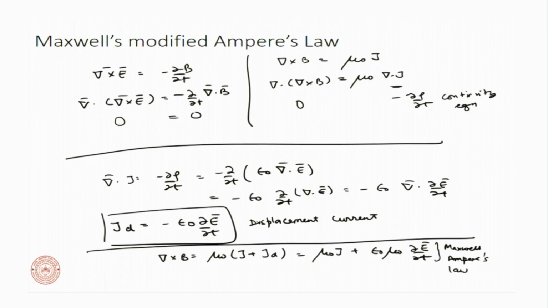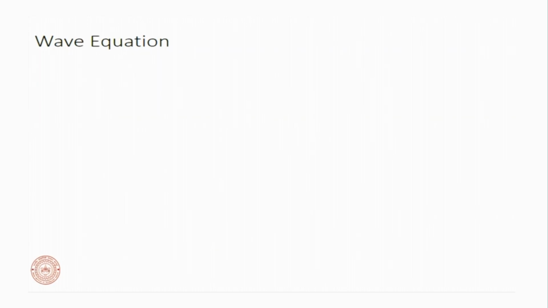Now, this law is modified: if the system does not have a steady current, in which del dot J is not 0 and equals minus del rho by del t from the continuity equation, then we have this additional current, our displacement current, that is working. Now, finally, let us take a look at our wave equation and how it can be determined.